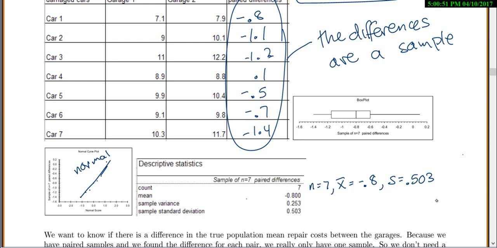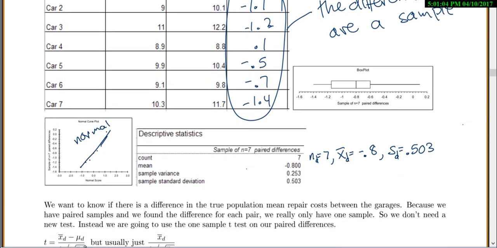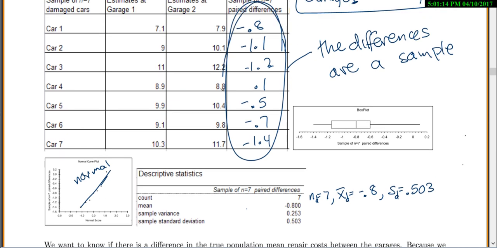Now, because it's the differences, sometimes we'll put a little d on here just to remind ourselves that we are talking about the differences themselves. Not completely necessary, just kind of helps us remember. Let's see, so we want to know if there's a difference in the true population mean repair cost between the two garages. Because we have paired samples and we found the difference for each pair, we really only have one sample, i.e. this is our one sample. So really we don't have 2 samples, we just have one sample.